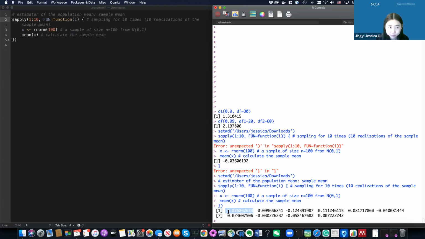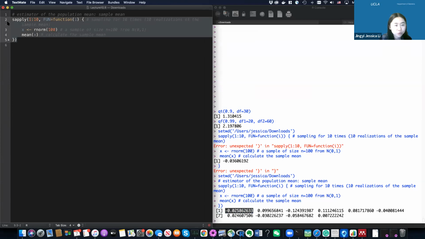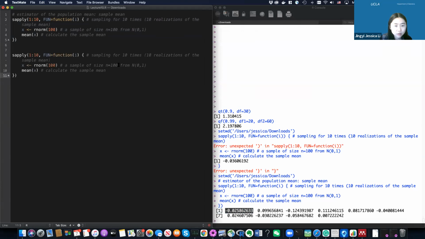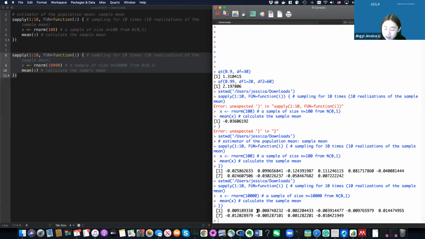Okay, we're trying to do inference on the population mean based on our actual sample and the actual realization of the estimator. Okay, and to help you get a better understanding, let me try to repeat this by increasing the sample size. Now I'm going to increase the sample size to a very large number, let's say 10,000. Okay, and then let's see what happens. All right, these are the 10 realizations of the sample mean now. Did you see that each one is now closer to the true mean 0? Yep, that's the effect of sample size.